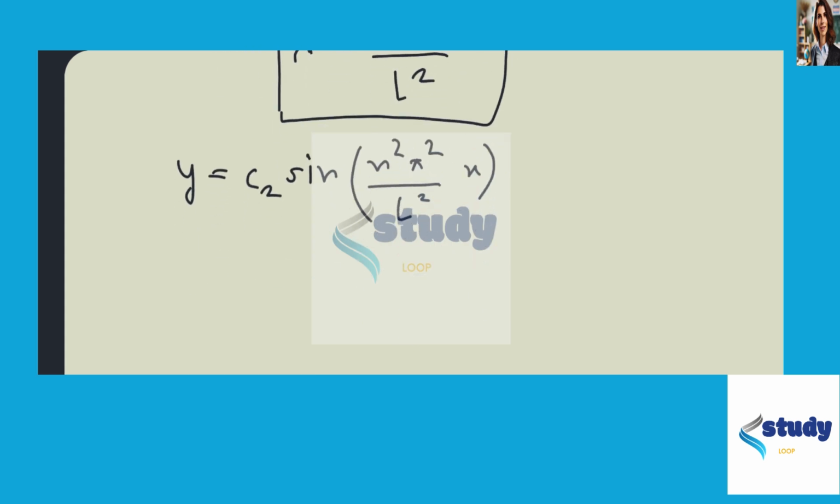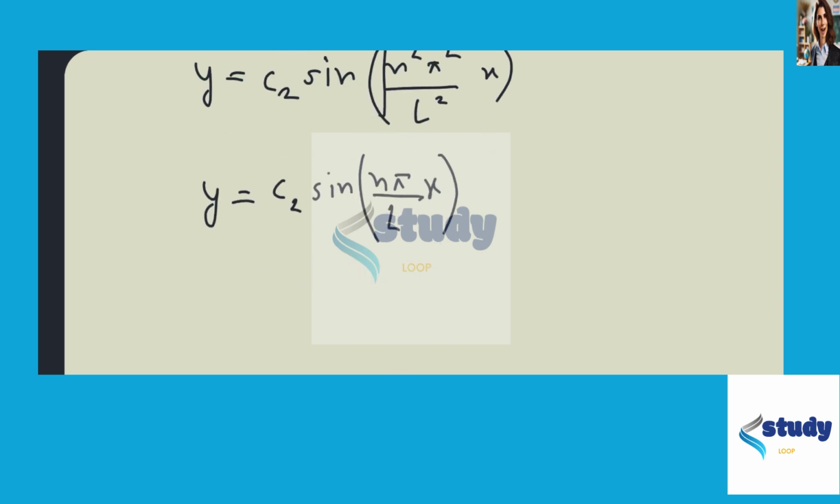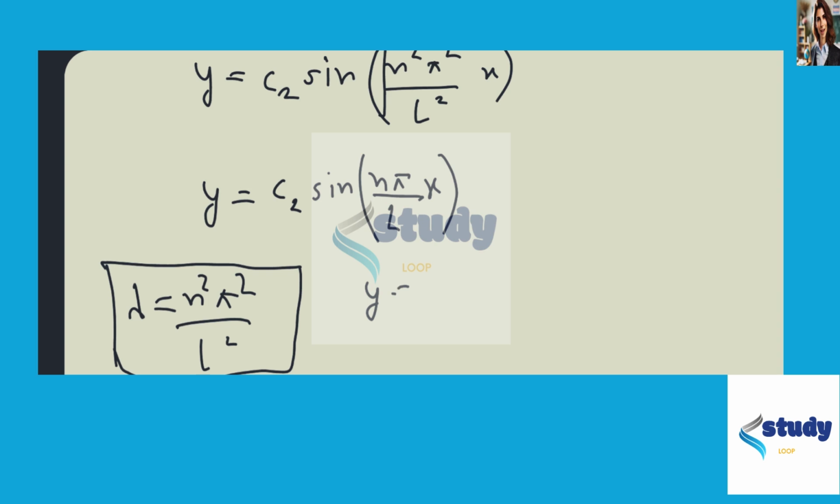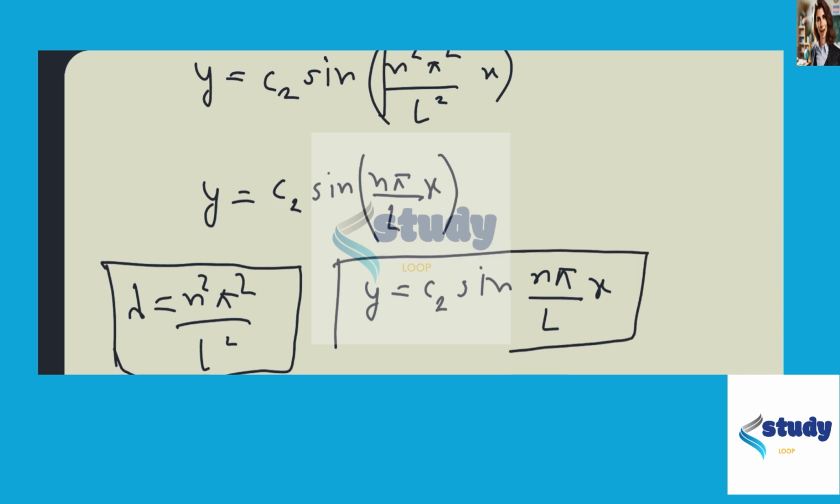So therefore y = c2 sin(nπ/L x), sorry, under root, right, nπ/L x. Therefore λ = n²π²/L², where n is a positive integer, right. For these values we have non-trivial solutions, and the solution is y = c2 sin(nπ/L x), right. So this is the final answer for the given question.